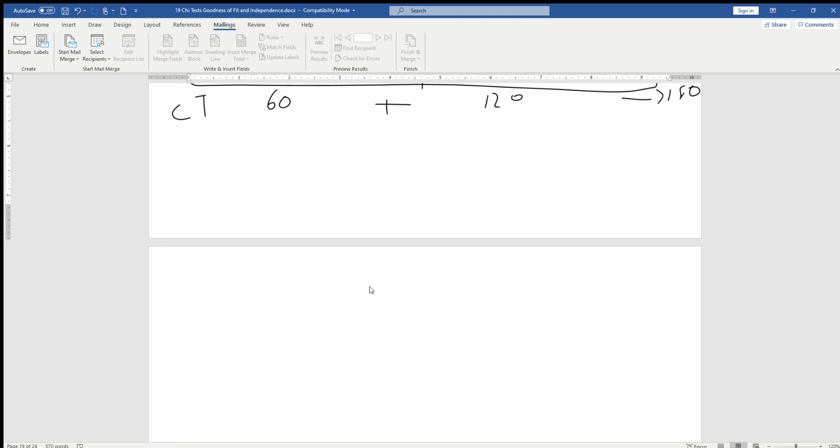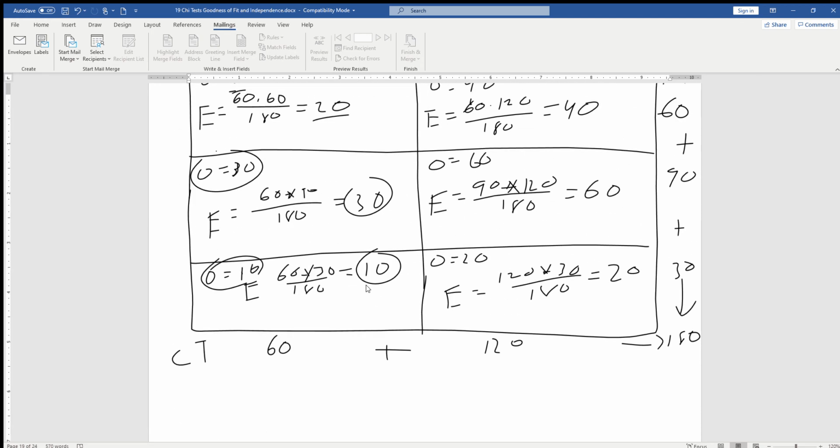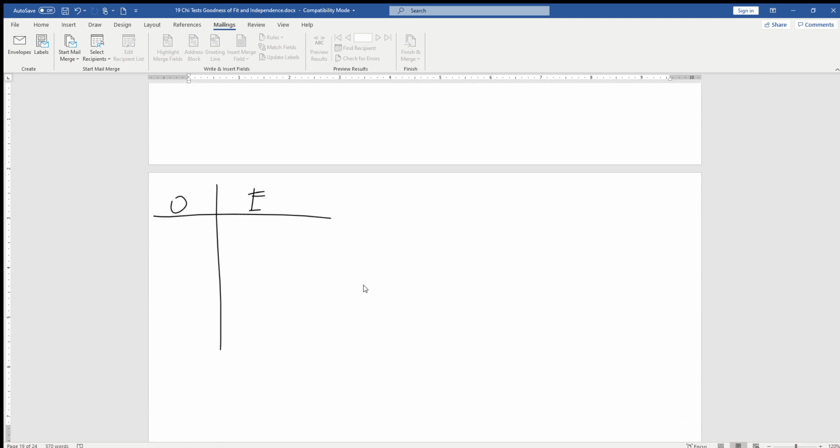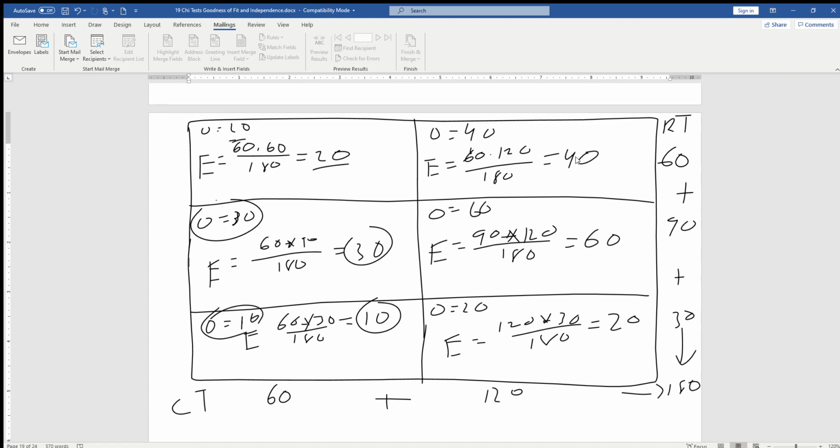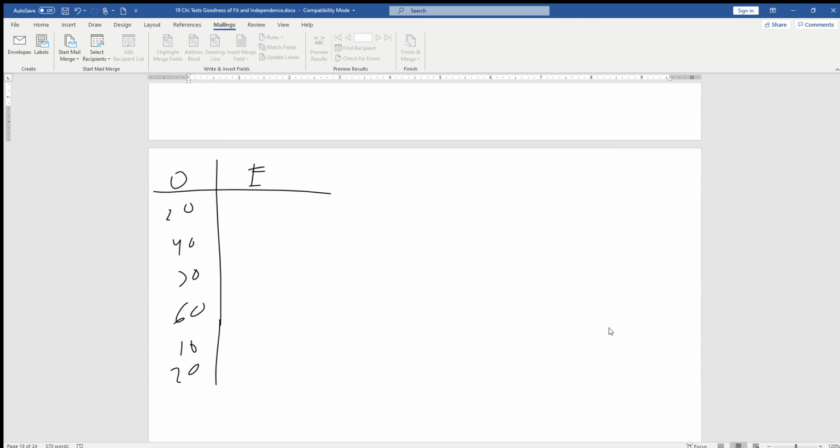Okay, so we have an O column, we have an E column, and then the rest of it's going to be really easy because everything's the same. So we have 20, 40, 30, 60, and then I think it was 10 and 20, but I'll check it. So 20, 40, 30, 60, 10, 20. And we know that each of these is the same.